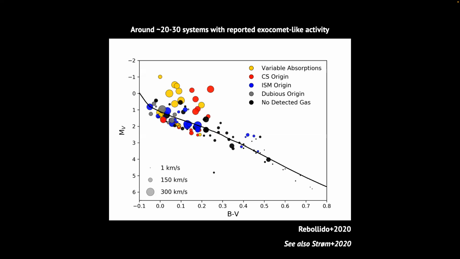If you take a look at this diagram, you can see that most of the variable absorptions and most of the circumstellar origin gas that we detect is actually around A-type stars, so larger stars. Even though we had a pretty uniform sample, most of the results were around A-type stars. Yeah, and the size of the circle is the rotational velocity of the star, but that's also linked to the spectral types.